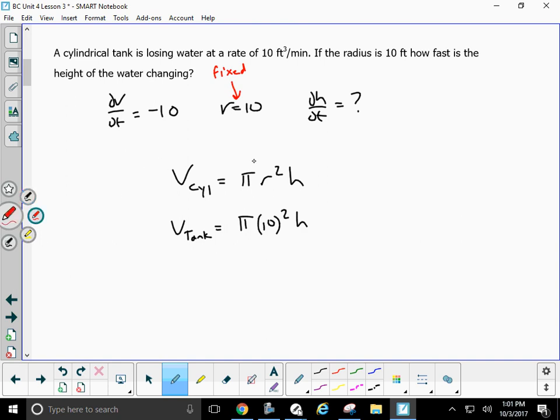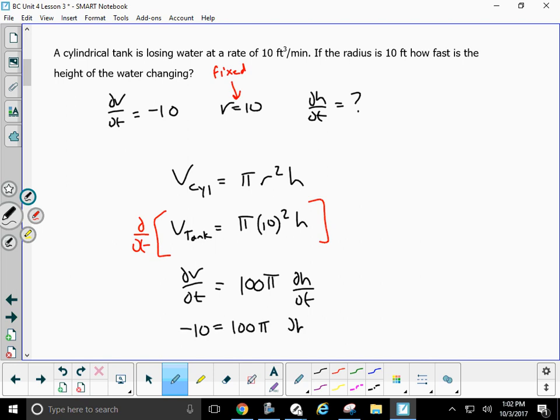If I took the derivative of this, I'd have to use the product rule, but knowing that this is the formula for the volume of my water in my tank, I can take the derivative of this, which is simply 100 pi dh/dt. Trying to find dh/dt, dV/dt is negative 10, and I can solve for dh/dt, negative 1 over 10 pi, okay? How fast is the height of the water changing? We get a negative value, okay?